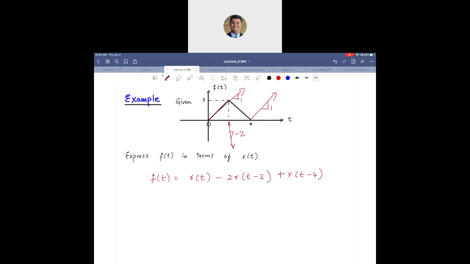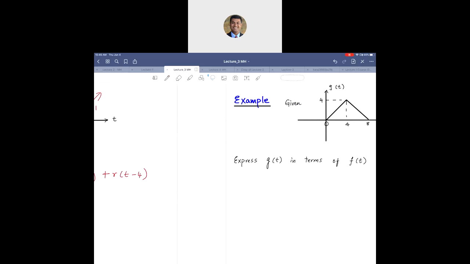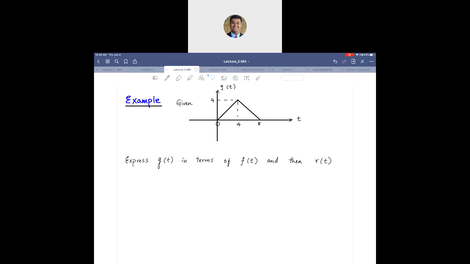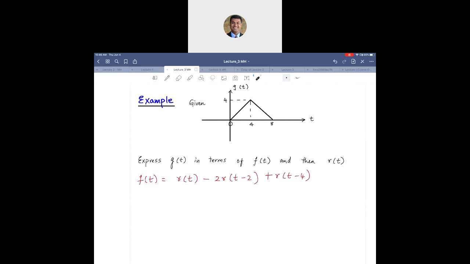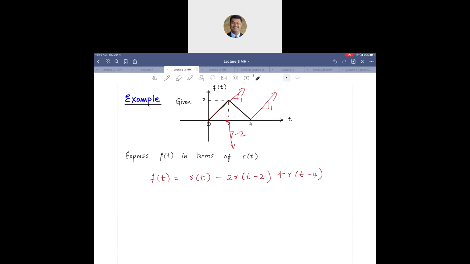All right, let's see. The second, let me copy this because I will need this later on. Copy. And I will paste it over here because I need this as a reference. I have another signal over here called g of t. It is a variation of f of t. Earlier, if you look at f of t, it was a triangle. 0 to 2 it increases, 2 to 4 it decreases, slope of 1 and -1, and height is 2.